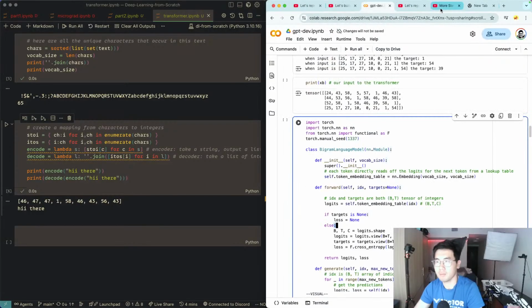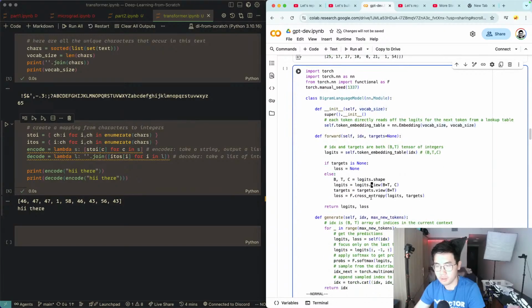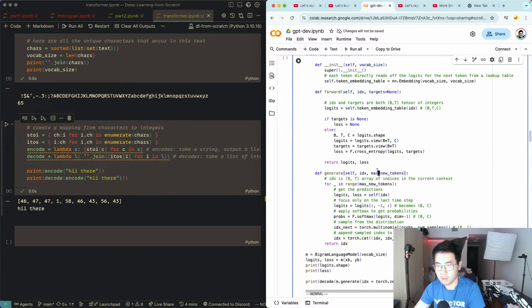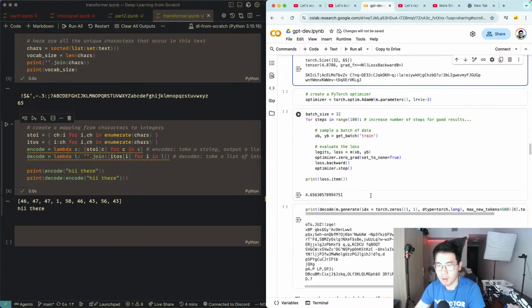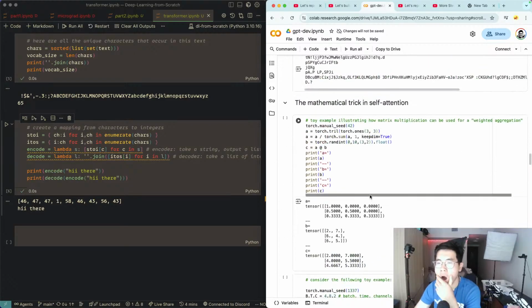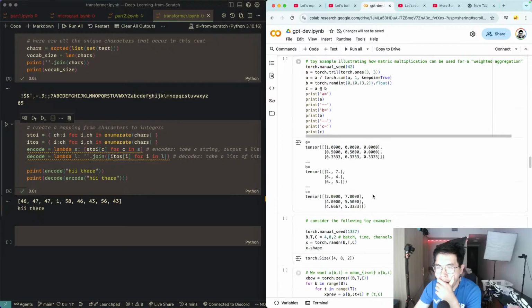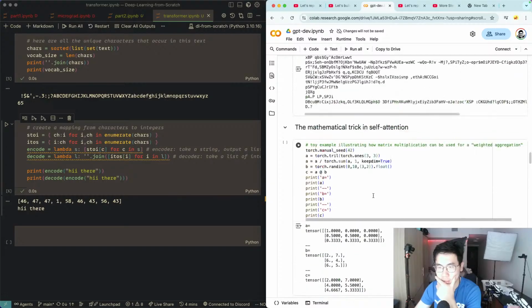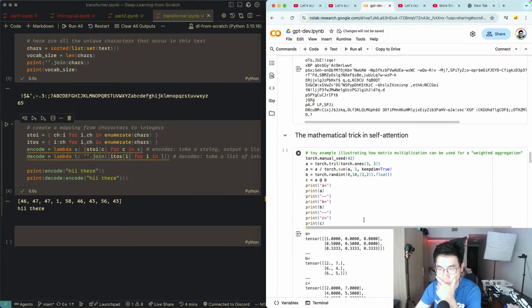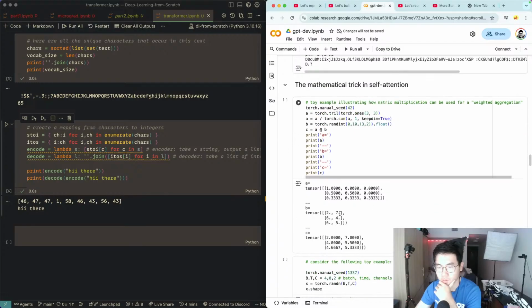Yeah, so they make the embedding dimension the same as the vocab size. Okay. And then if targets is not None, you do cross entropy, you just use your current token. The mathematical trick is... I forgot this trick.